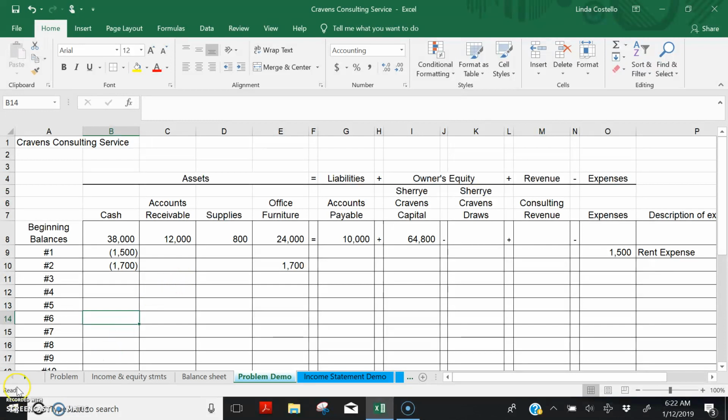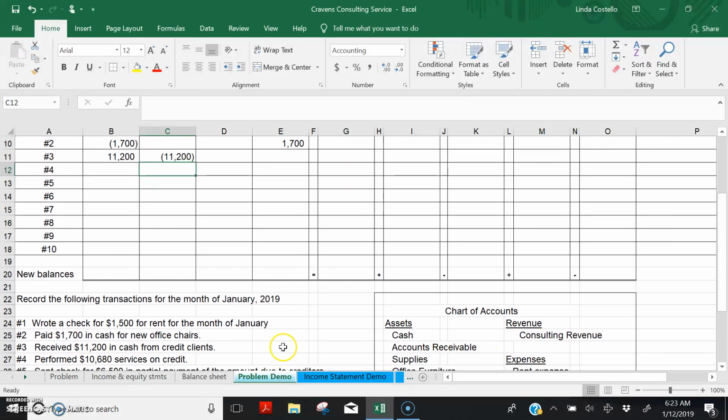Let's post the transaction. Increase cash $11,200, decrease accounts receivable $11,200. Transaction number 4.